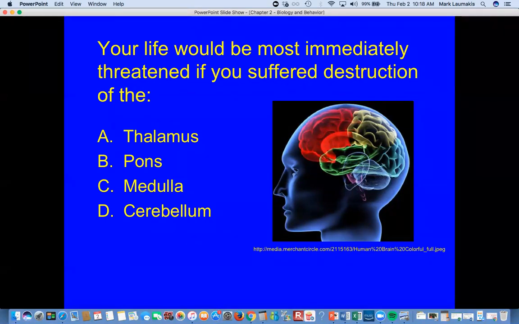Yeah, that's the medulla, right? Why the medulla? Because the medulla, we said, is basically the life support system that's built into the brain, right? Keeps you alive. Without it, well, then you're dead.